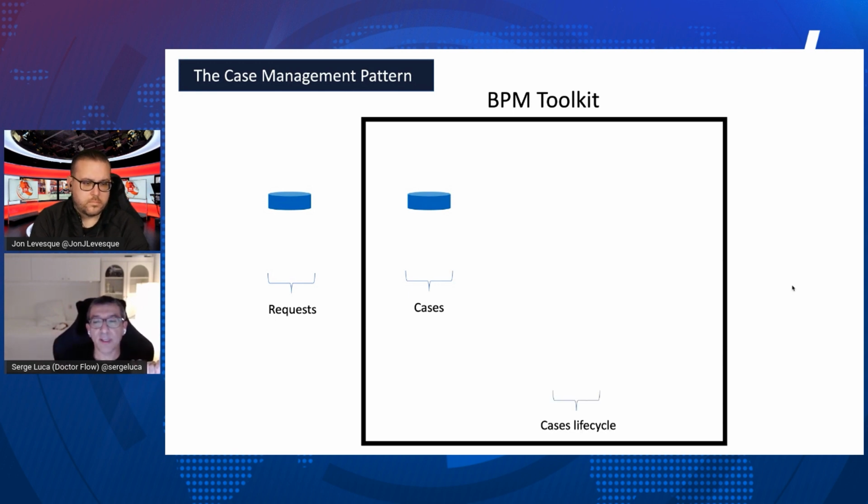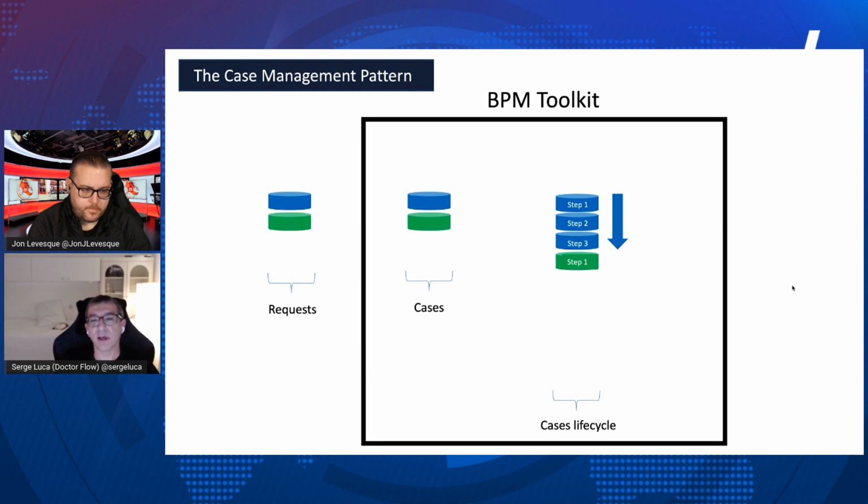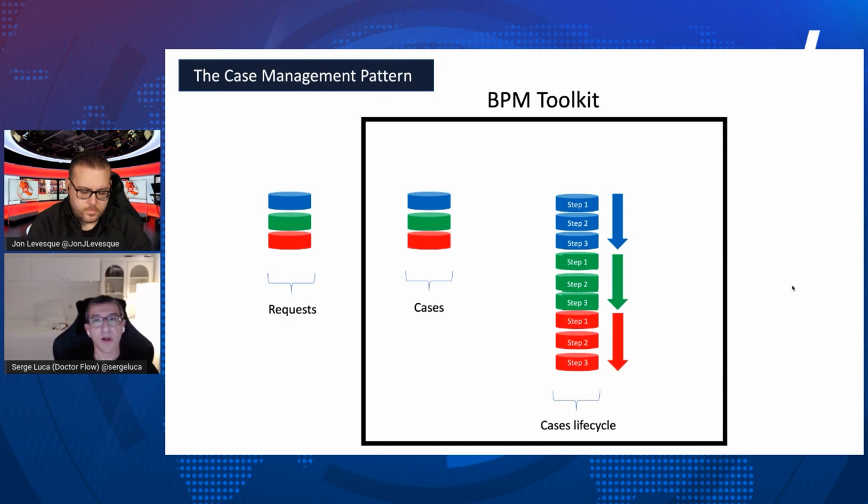And then when you have a case, we have a module called case lifecycle that will generate a workflow, that will generate steps for you. So each case will have steps in a SharePoint list called case lifecycle. So a new request will become a case, will have steps, etc. You see, that's the logic here. That's really the core of the BPM toolkit. You understand this? You understand the BPM toolkit.